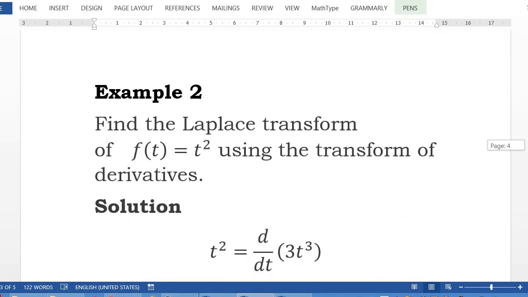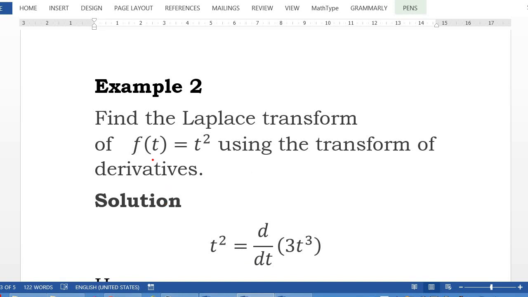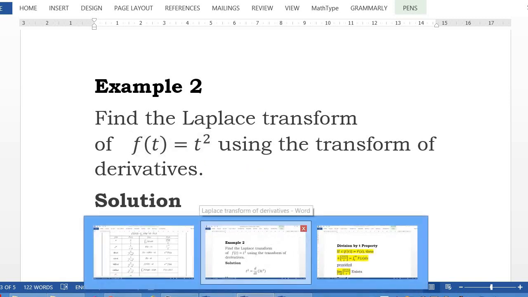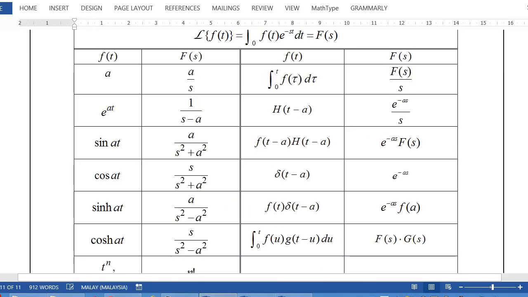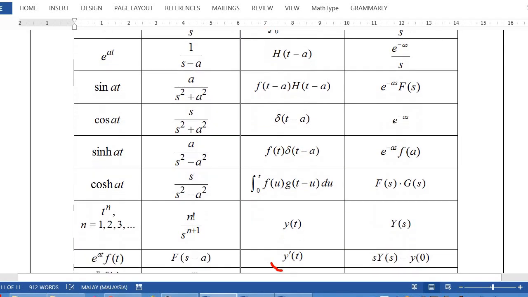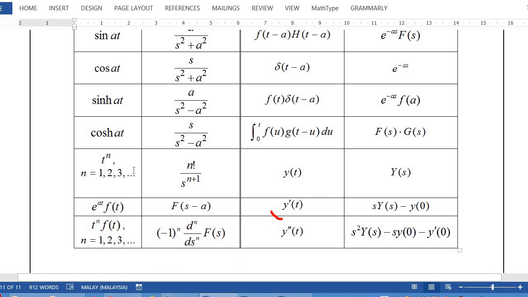The last example: find the Laplace transform for f(t) equal to t squared using the transform of derivative. You want to find f(t) equal to t squared. Of course, if we use the table of Laplace transforms, or in the first lecture, we have already shown how you get the formula for t to the power n using the definition of the Laplace transform.